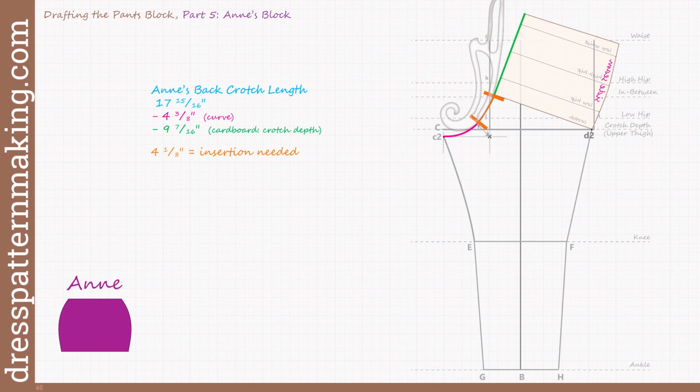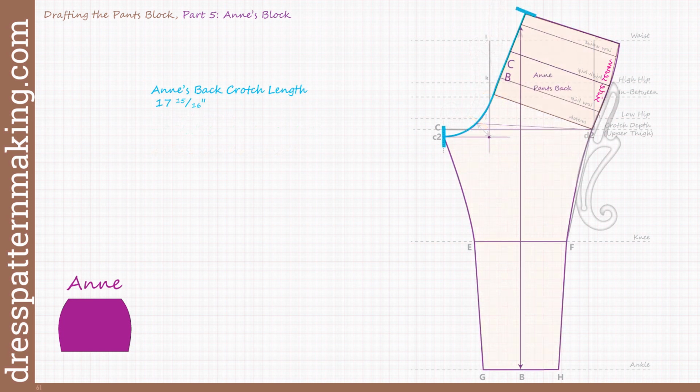So I'll tilt that cardboard up to get that length, and then I'll draw a curve with a French curve, of course making sure that from C2 up to the waist is 17 15/16 of an inch. So after checking that back crotch length is correct, I will lastly trace around that cardboard shape to get my final foundation shape for the back. Now I'll make sure that I transfer all the lines and make markings to the paper underneath. So the low hip line, the high hip, etc.